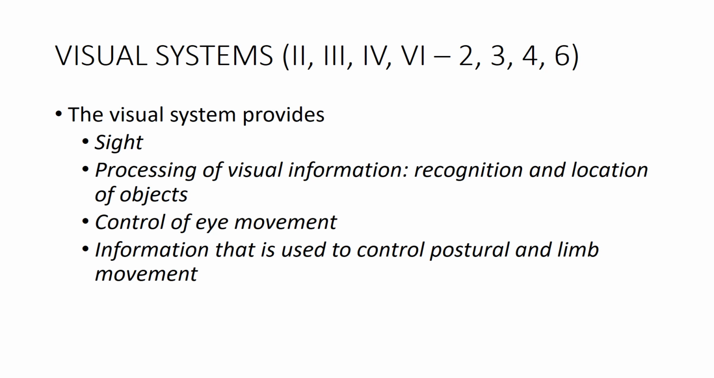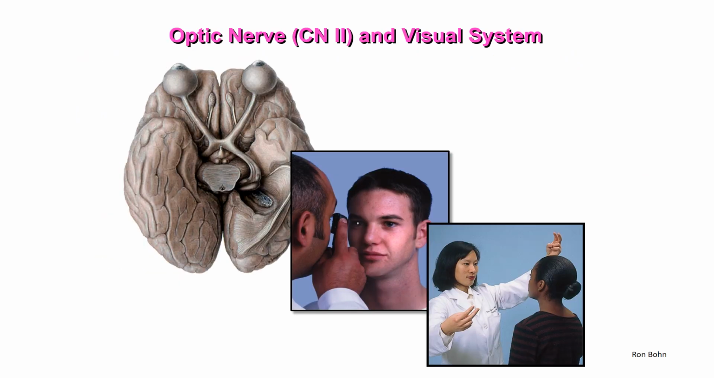So we'll move on now to the visual systems, cranial nerves 2, 3, 4, and 6. Remembering that the visual system supplies sight, processing of visual information is included in that, so the recognition and location of objects, control of eye movements, and then the information that it generates is also used to control postural and limb movement. So it's a pretty complicated system, and we're going to spend some time on it. And we're going to start doing that by thinking about the optic nerve and the visual system.